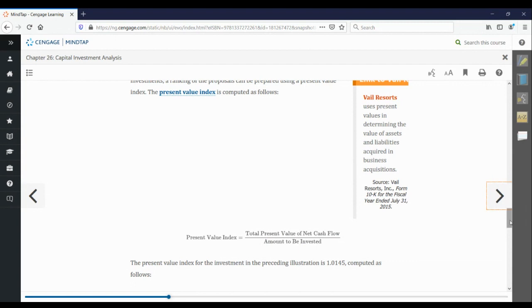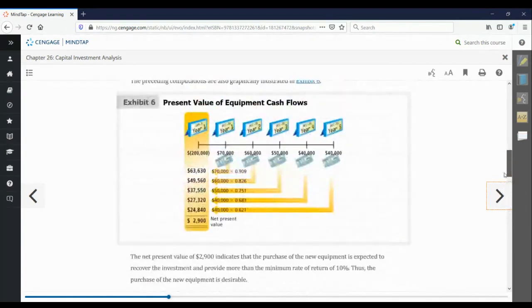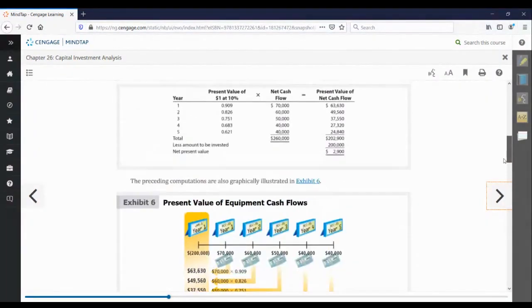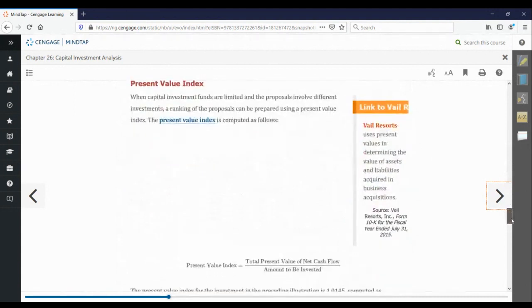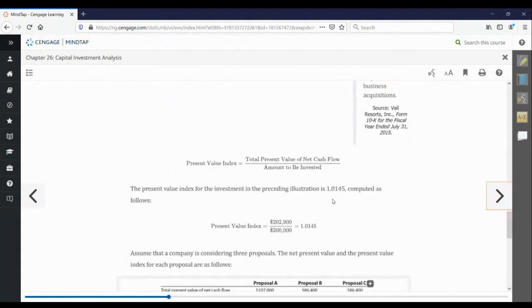So in the preceding example, if we took the total present value of the net cash flows, the total present value of the net cash flows was $202,900. If we divide it by our amount invested at $200,000, it will give us a present value index of 1.0145, I should have said. So the total present value is divided by the cost. The present value index on this example is 1.01.